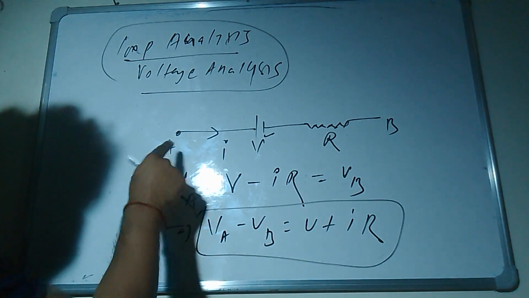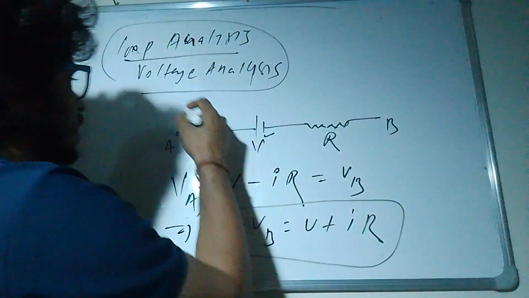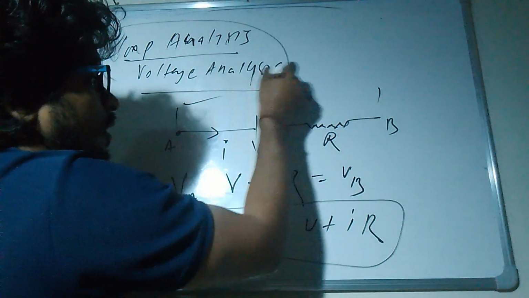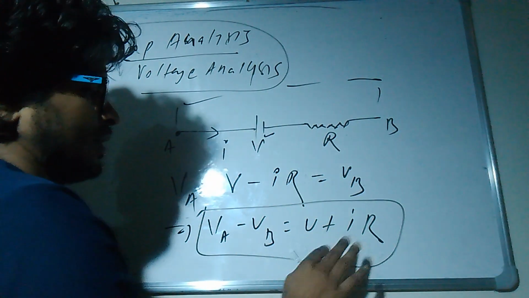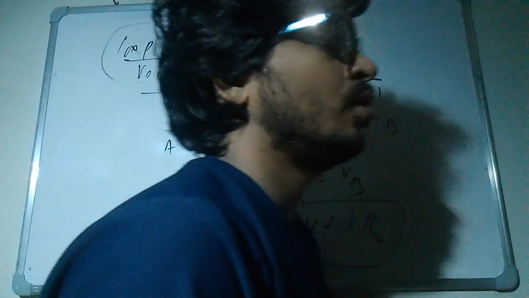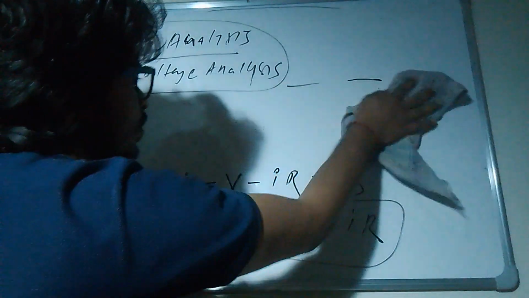So basically, what is the potential difference between A and B? This is connected to another source. So the potential difference between A and B is V plus IR. If you understand how to apply it, now I'm going to apply this for a complete loop. So basically, we can apply this rule for a complete loop only.